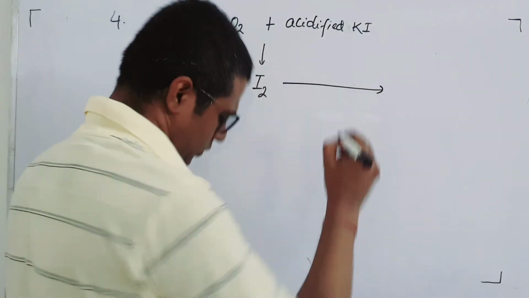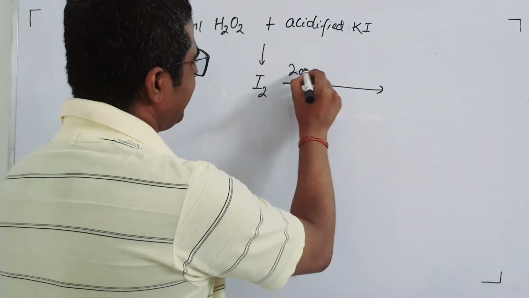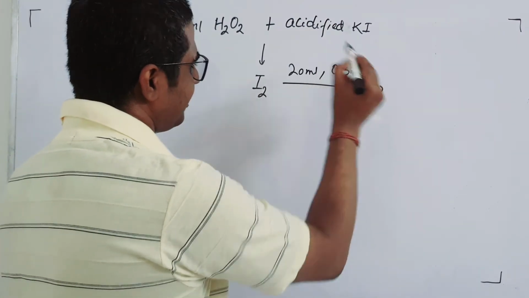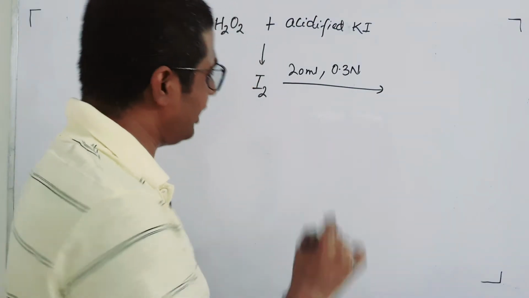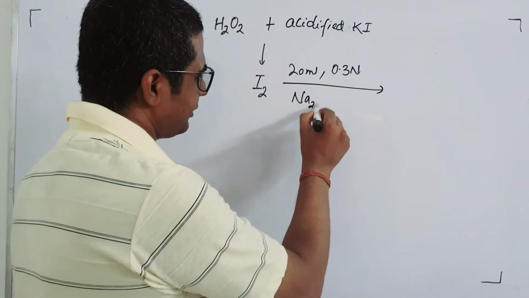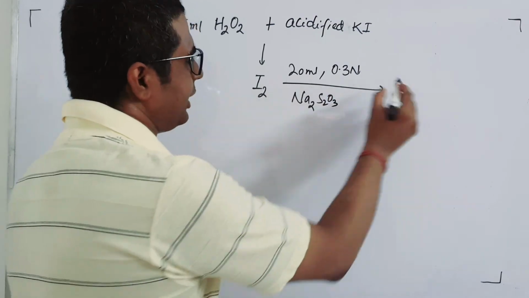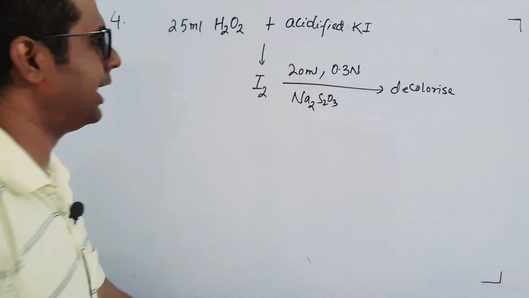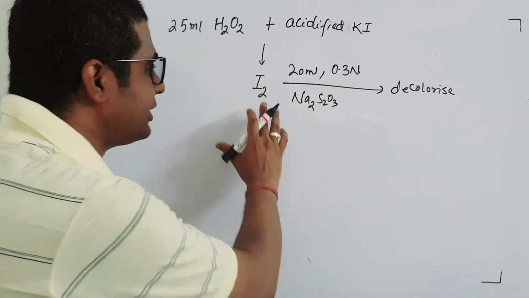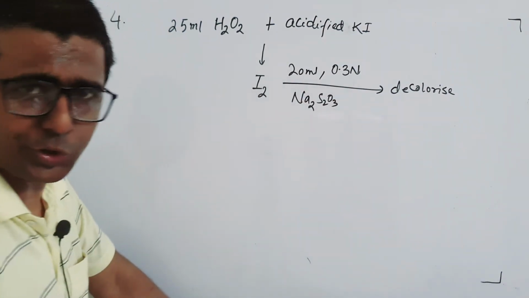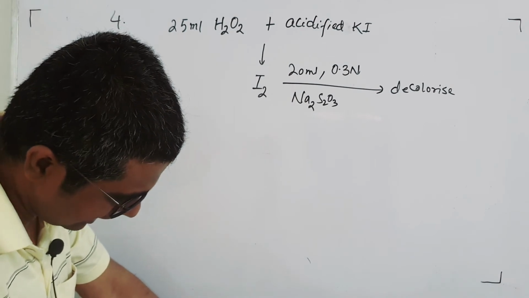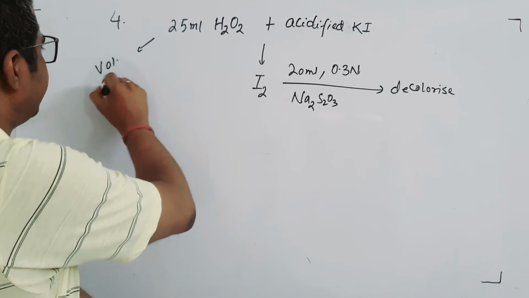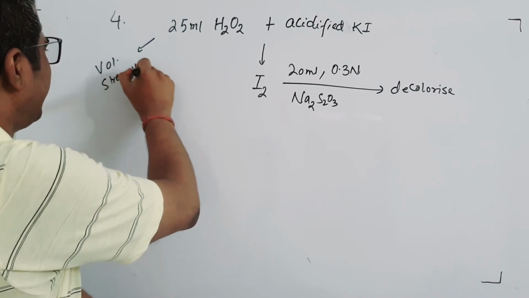On this I2 you give 20 milliliter of 0.3 normal sodium thiosulfate to decolorize this I2. Okay, I2 is decolorized. So it is clear that whatever I2 is liberated is taken up by Na2S2O3. Now what I have to find out in this case is the volume strength. So no need to worry, it is a very easy question.